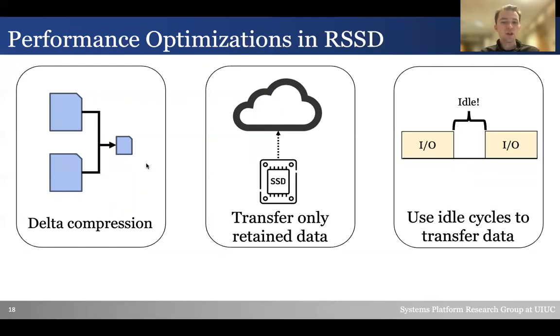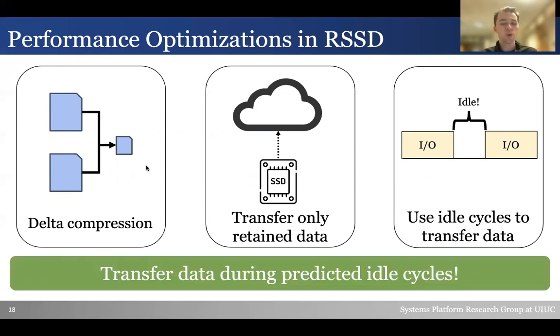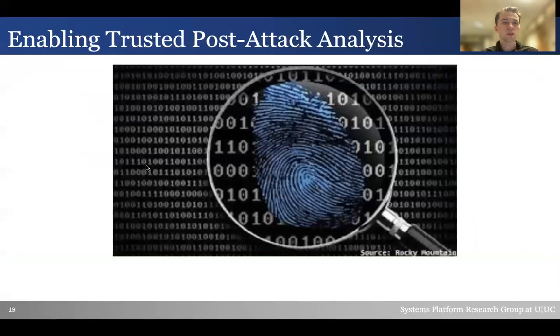Finally, there are often small gaps between user storage operations that we can leverage to transfer stale data without interfering with storage operations. To predict the next idle time of the SSD, we use a simple exponential weighted moving average. If we mispredict, we suspend the transfer until the I/O is complete to avoid interference.